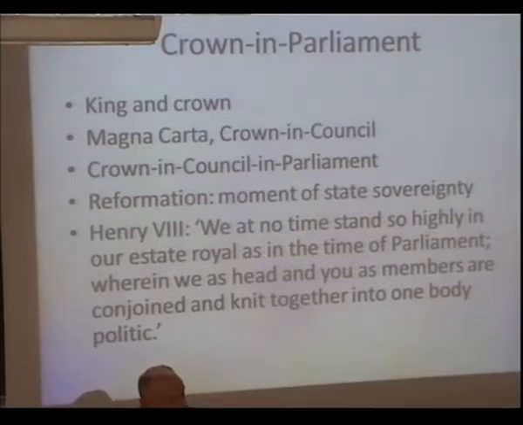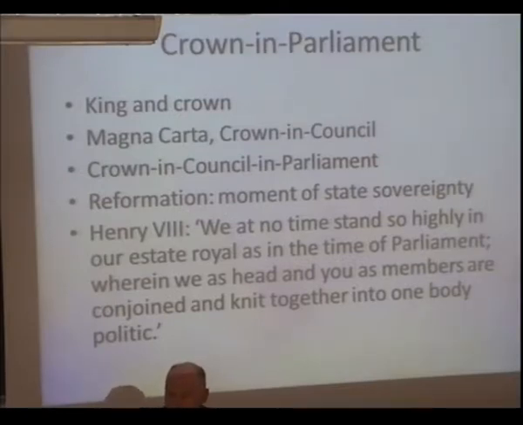Initially, it's the king in council that makes law, is the ruling authority. But then the king realizes that in order to bind the nation, we need to build up the legitimacy of the king's rule by bringing representatives from the several parts of the kingdom to meet with the king's council to determine certain very important matters of state. And that's the origin of our parliament.